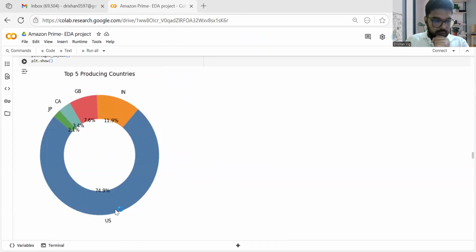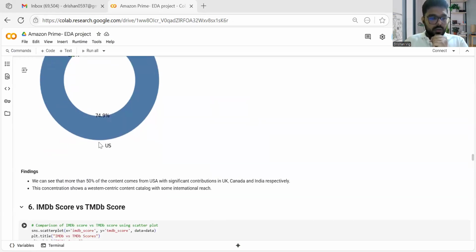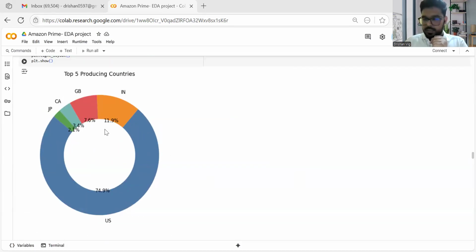We can clearly observe that most of the titles, 74.9%, come from the US, so the US is the leading factor across different countries like India, United Kingdom, Canada, and Japan. More than 50% of the content comes from the USA, with significant contributions from the UK, Canada, and India respectively, as you can clearly observe in this visualization.